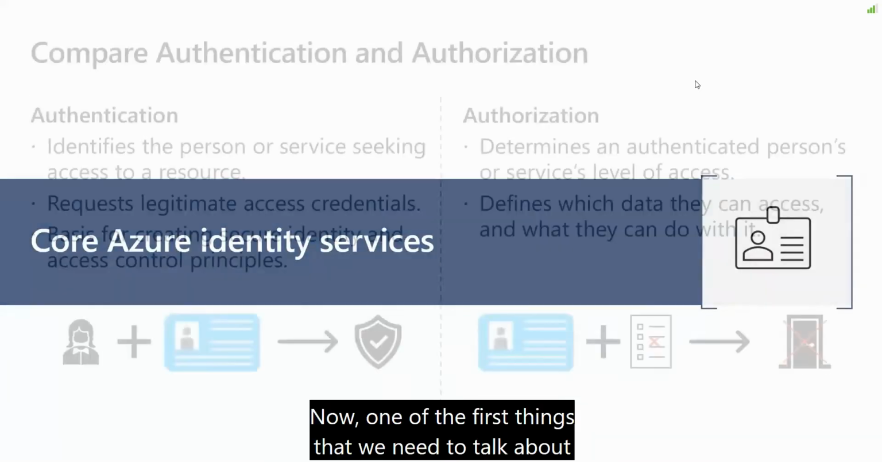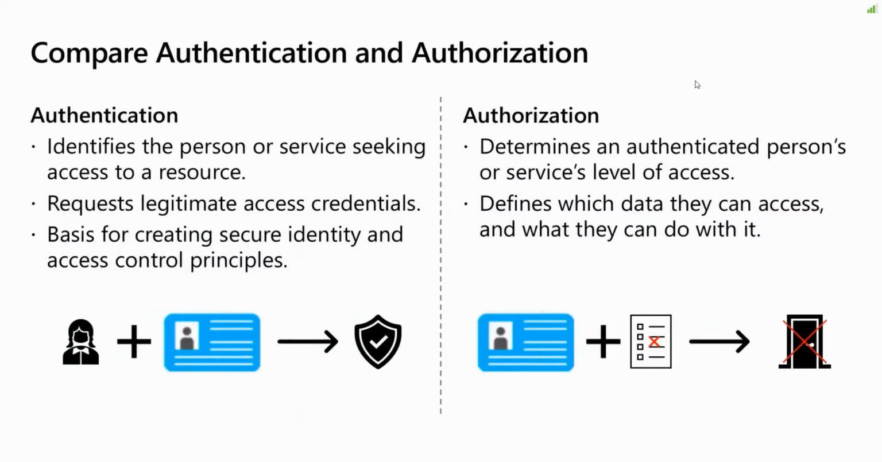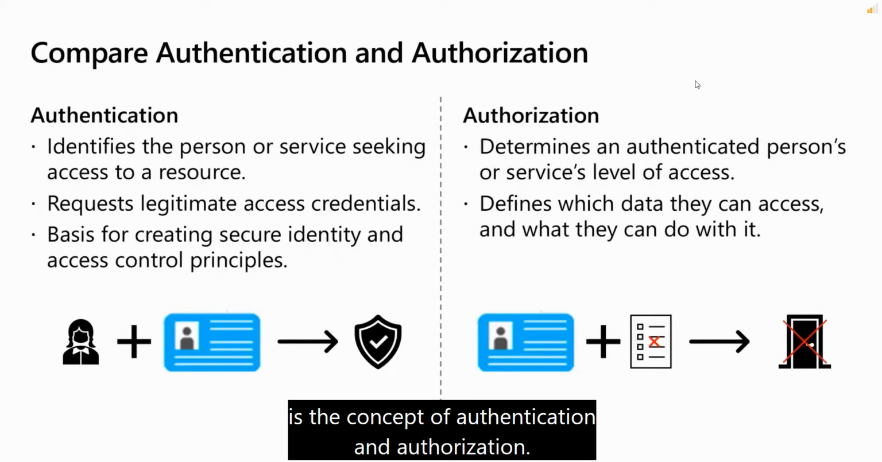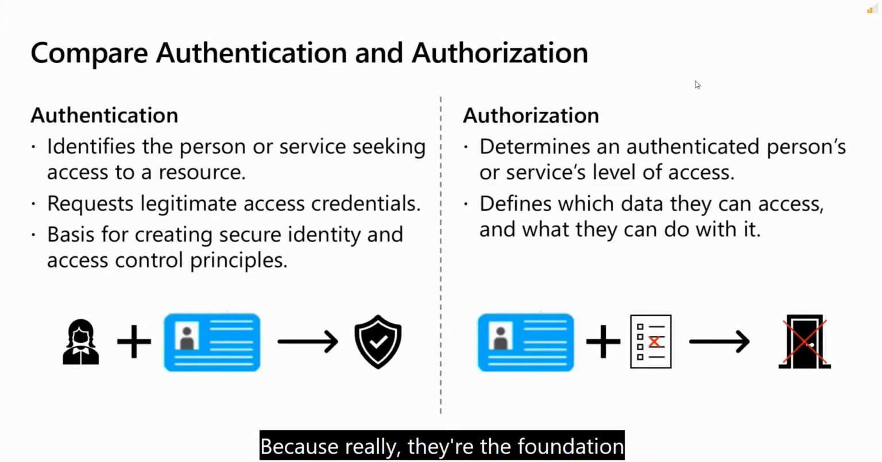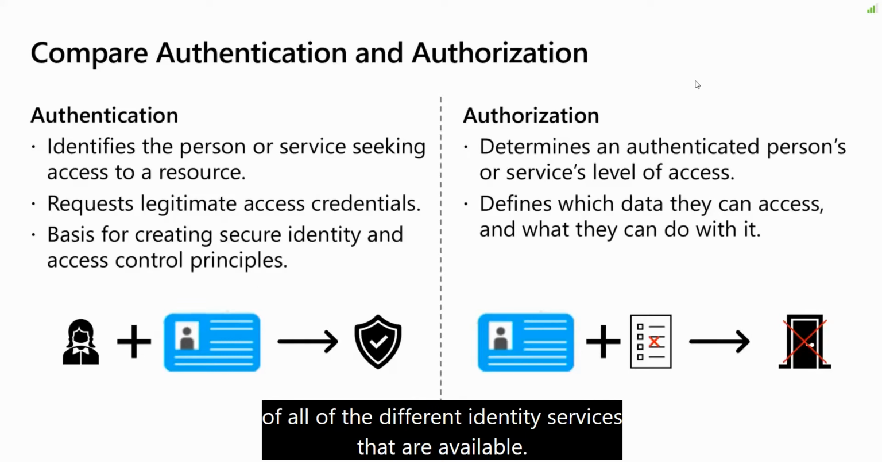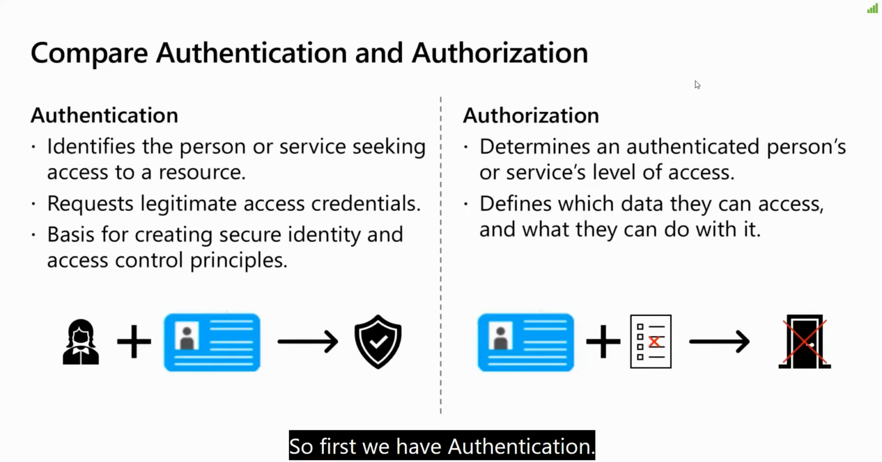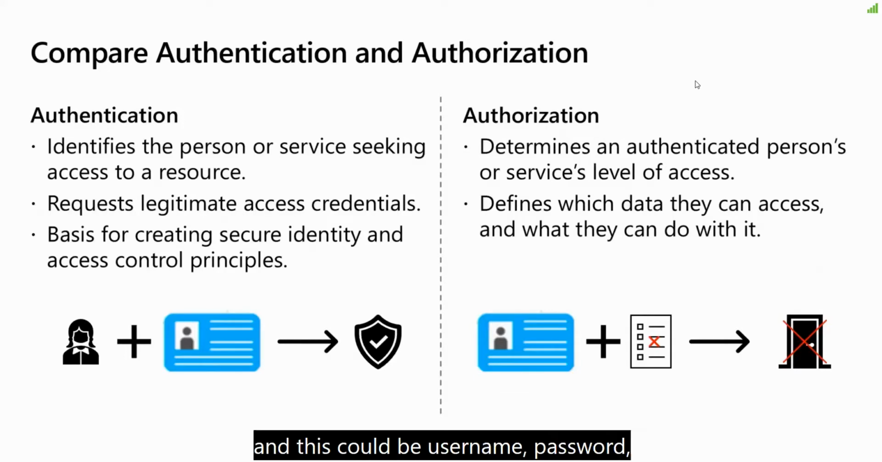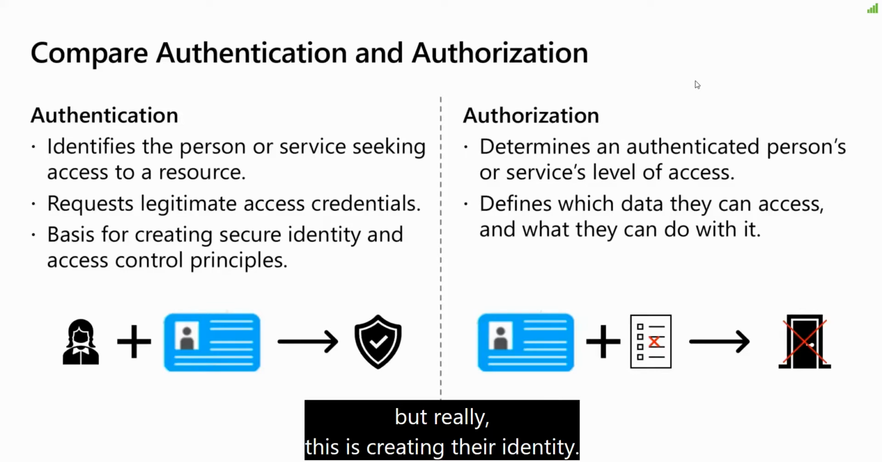Now, one of the first things that we need to talk about before we can talk about anything with identity services is the concept of authentication and authorization, because really they're the foundation of all of the different identity services that are available. So first we have authentication, and what it does is identify that the person is who they say they are. They're going to request some type of credentials, and this could be a username and password, but really this is creating their identity.